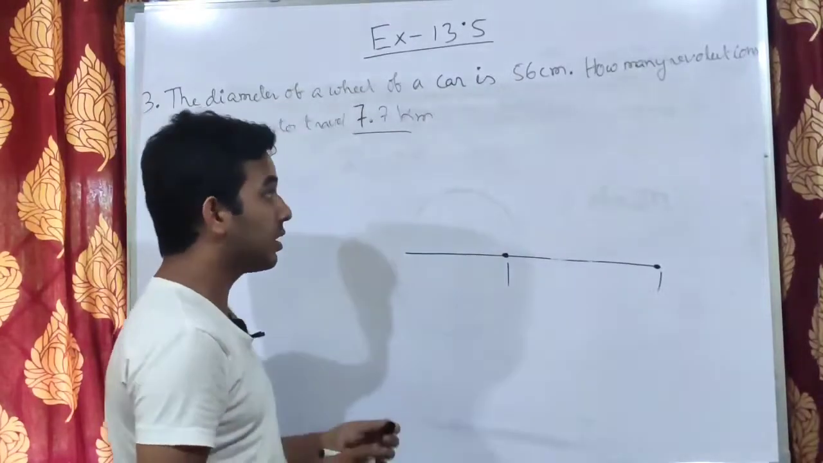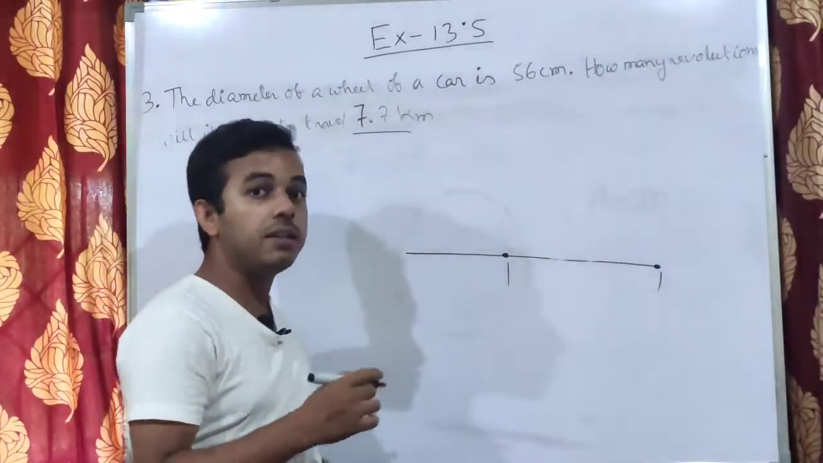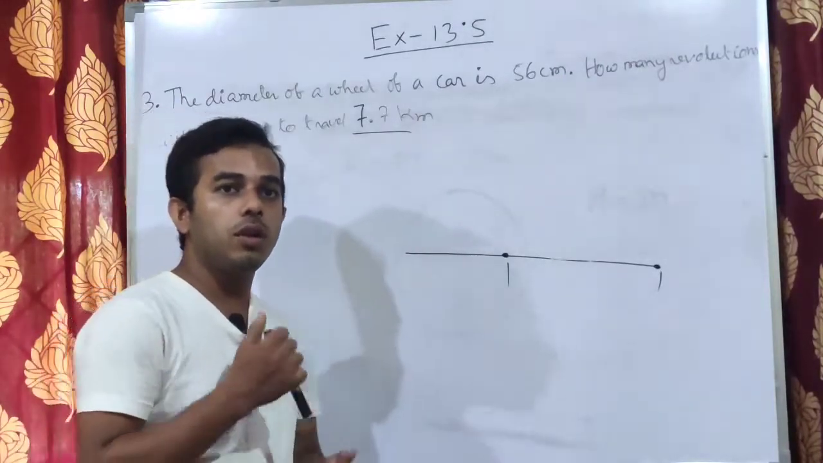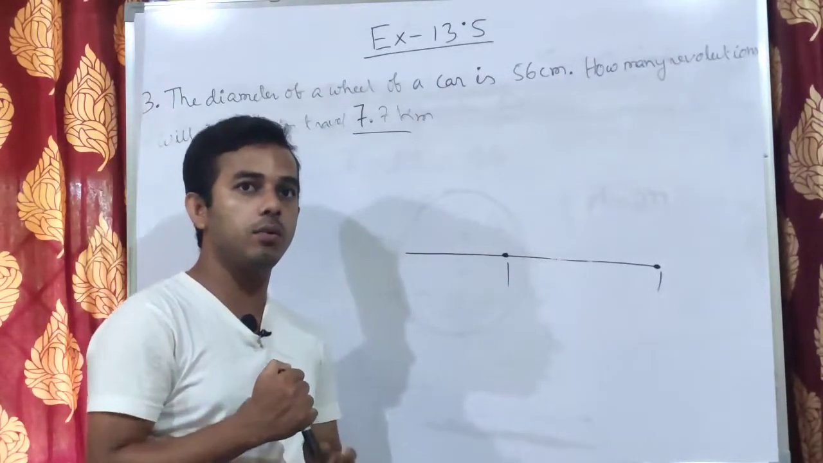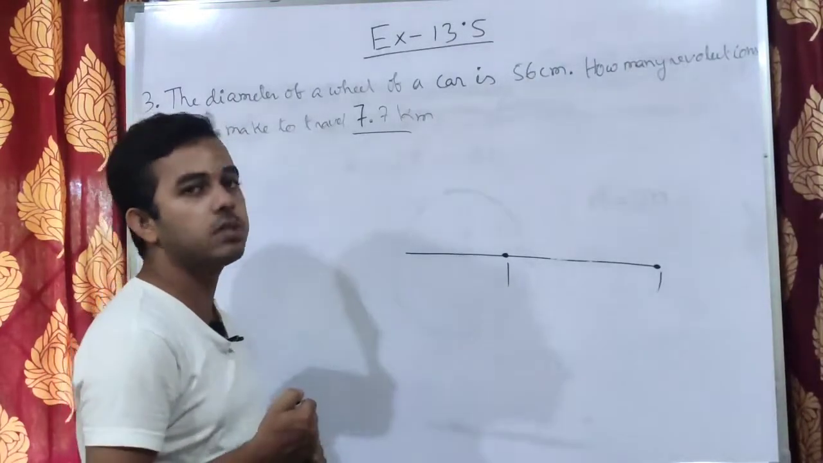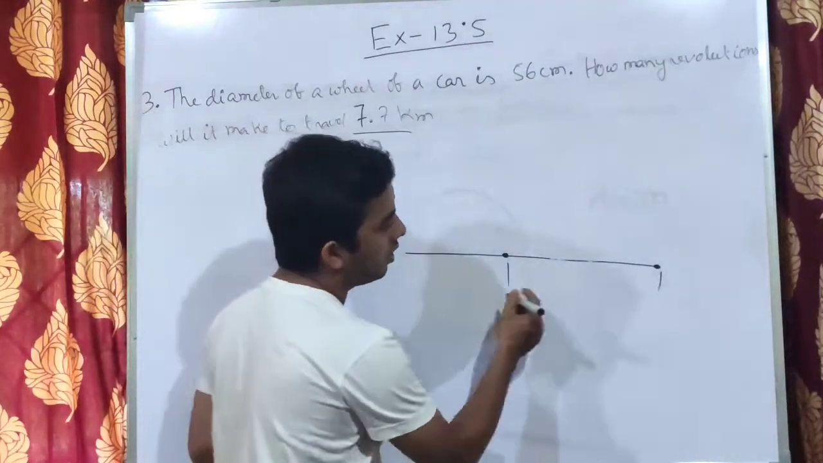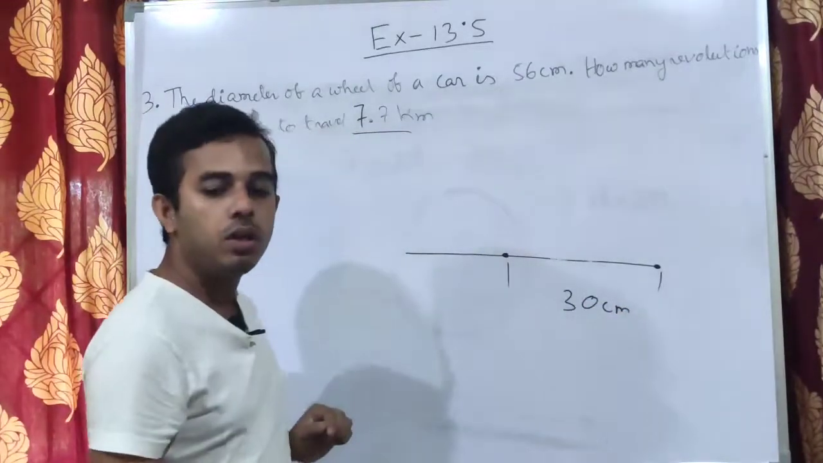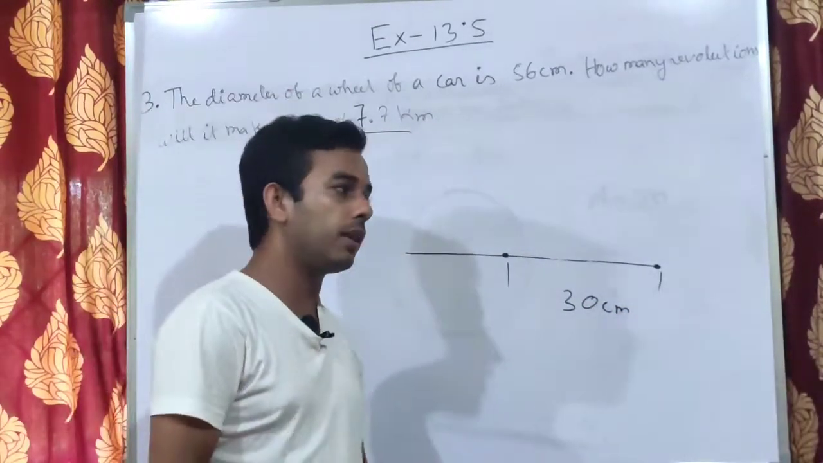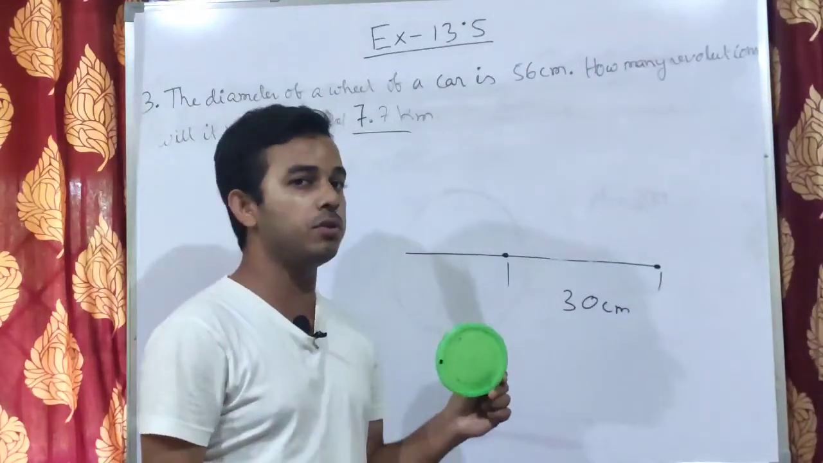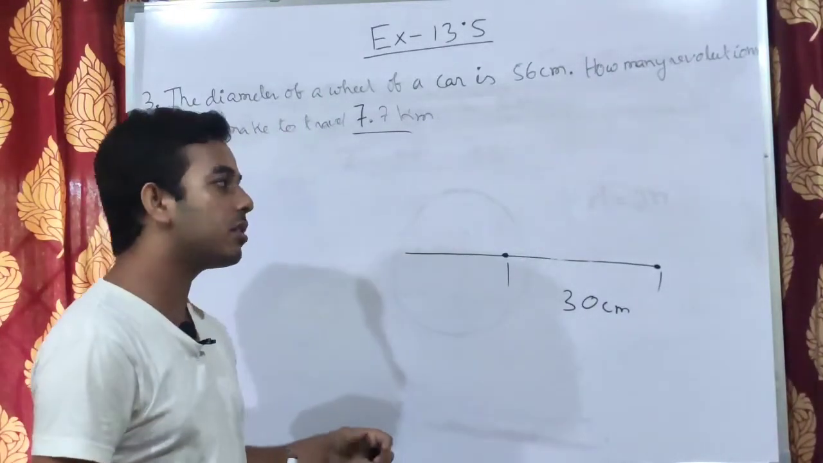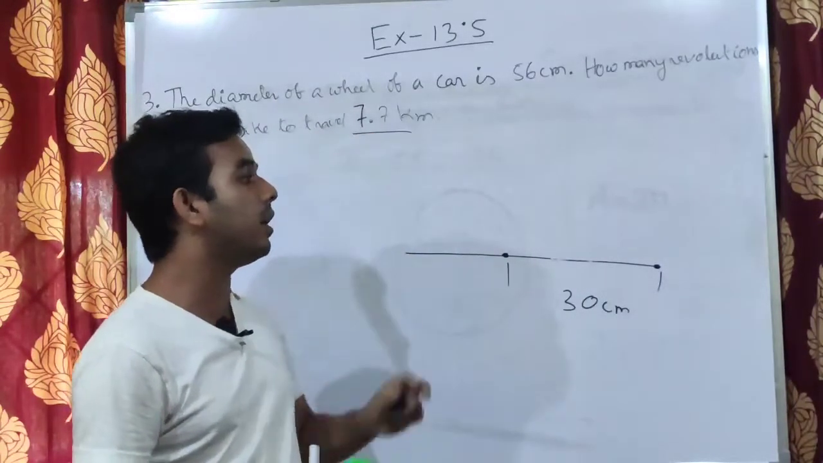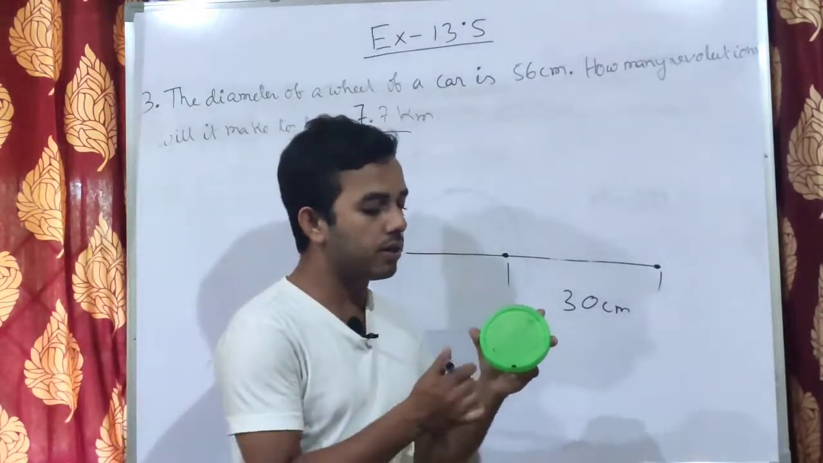So in the question, what is asked? How many revolutions will be necessary to complete 7.7 kilometer? Suppose this is 30 centimeter. So this wheel covers 30 centimeter in one revolution. But in our case, the wheel must cover how many kilometers? 7.7 kilometer.